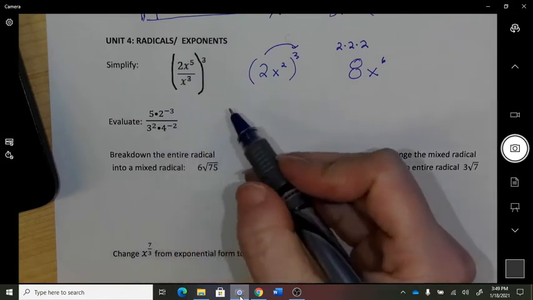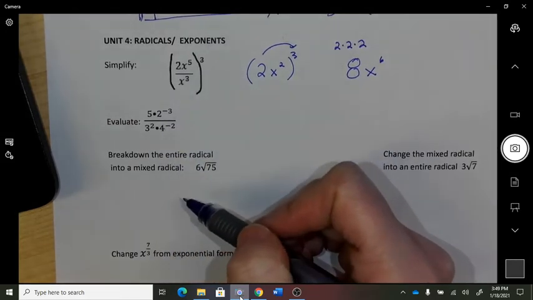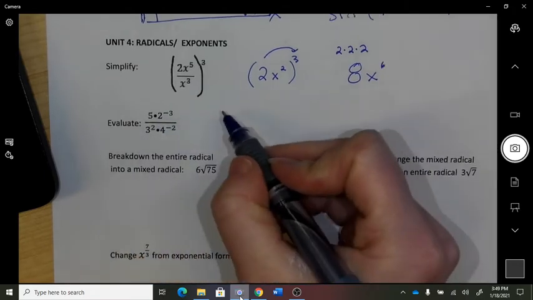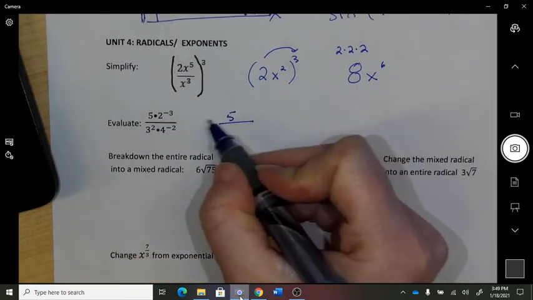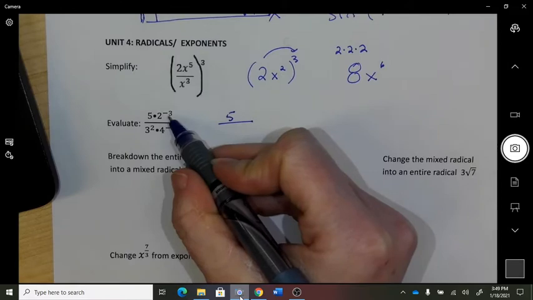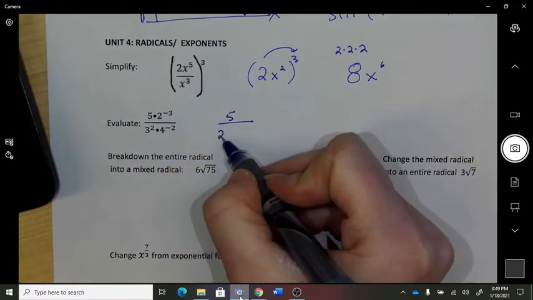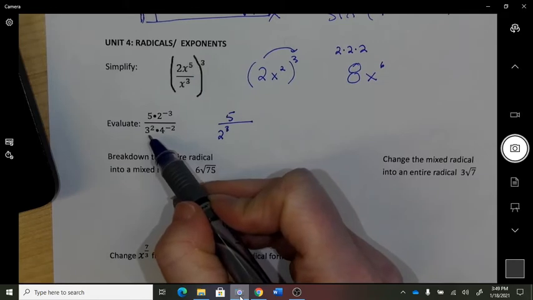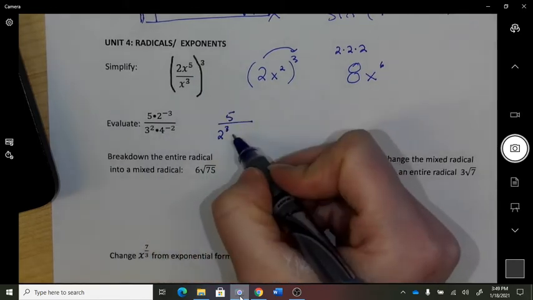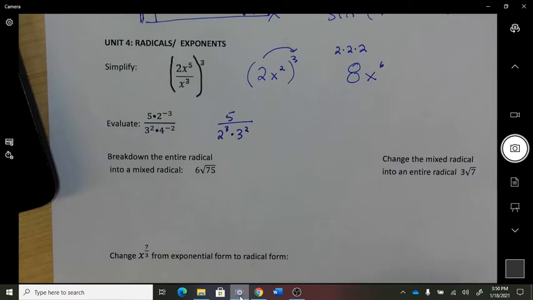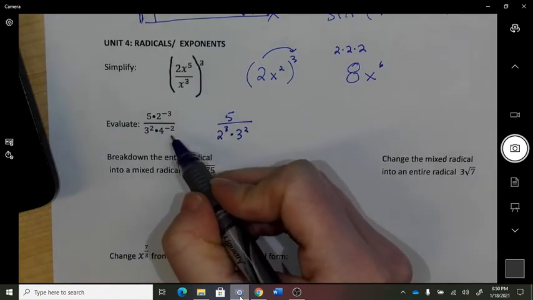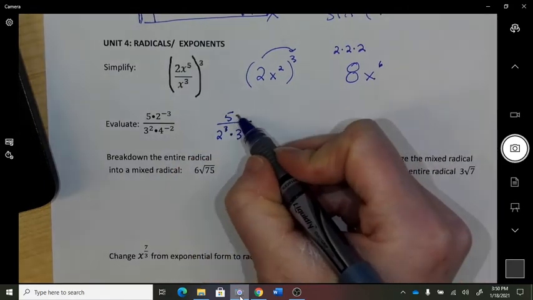Okay, evaluate this. When you have a negative exponent, you move its location. So this number 5 would stay. This would move to the bottom, so 2 cubed. 3 squared on the bottom would stay. 4 to the negative 2 is a negative exponent, so you need to move it.